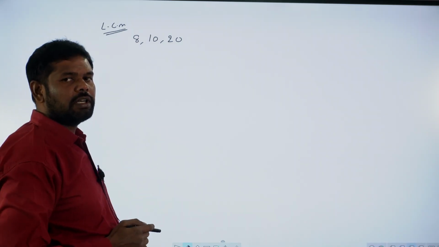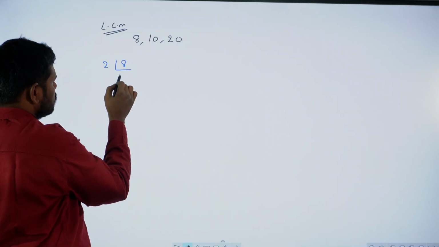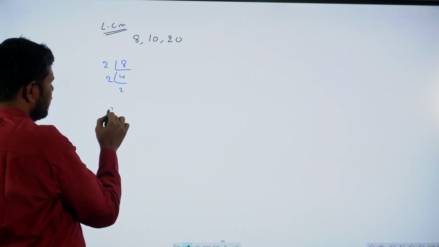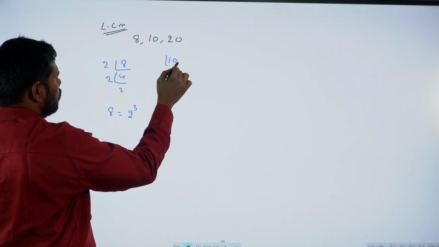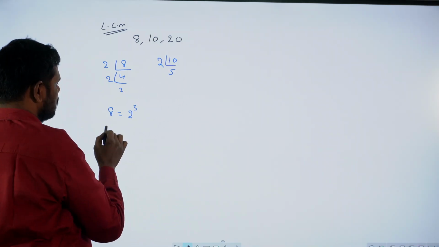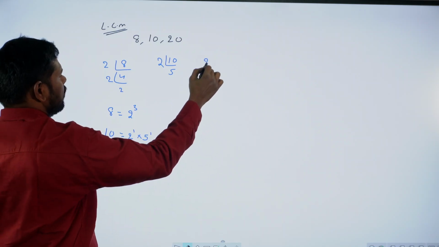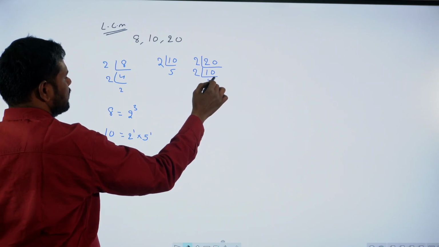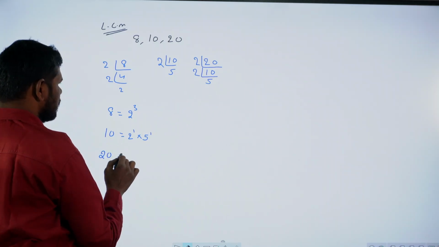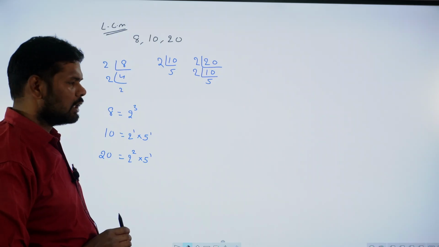First you need to convert each number into prime factors. Prime factorization: 2 fours, 2 twos, so 8 equals 2 cube. Similarly for 10, 2 fives, so 10 is 2 power 1 into 5 power 1. For 20, 2 tens, 2 fives, so 20 is 2 square into 5 power 1. Yes, these are the factorizations.